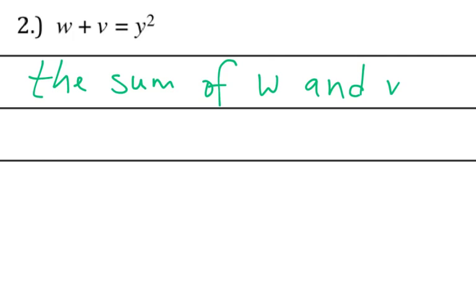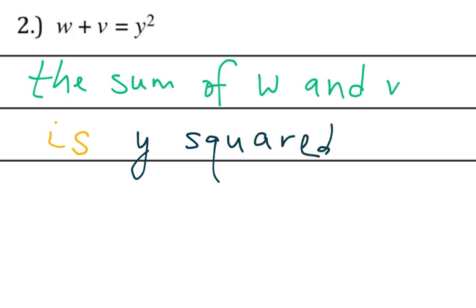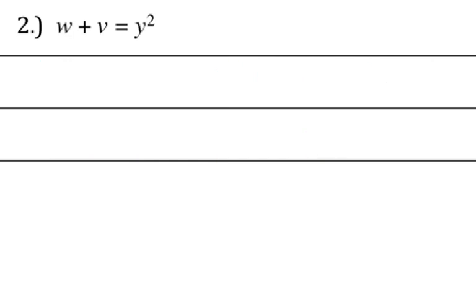So the sum of W and V is Y squared. And for this one, you could have been like, the sum of two different numbers is equal to another different number squared, if you wanted to. But let's not complicate things if we can avoid it.